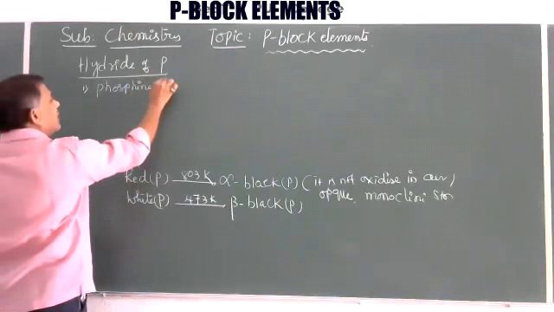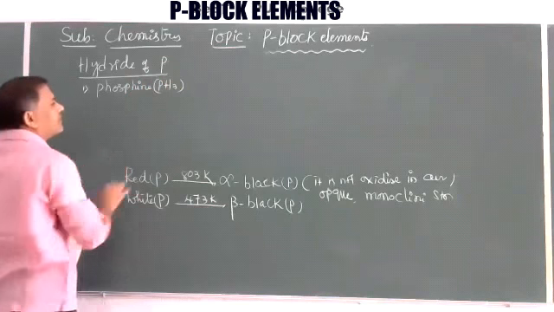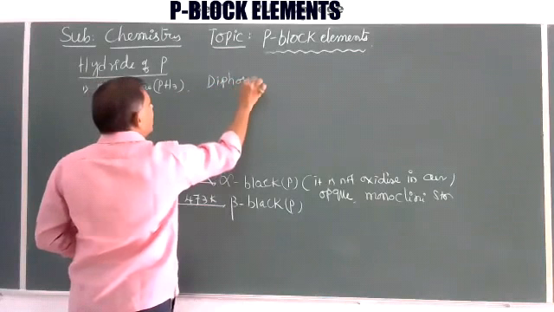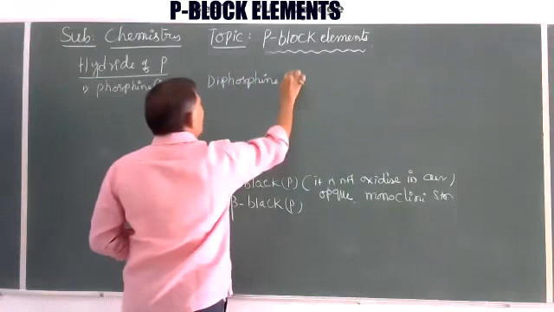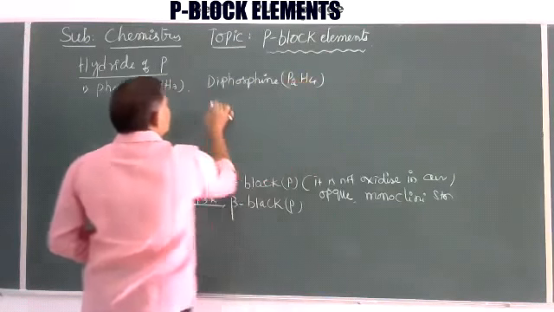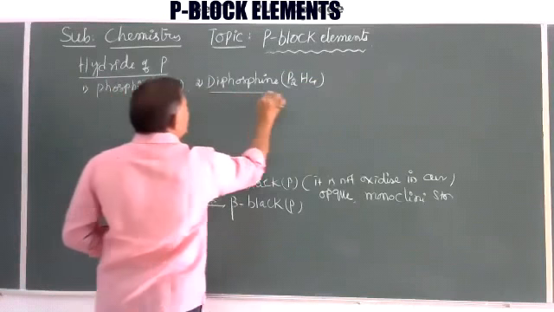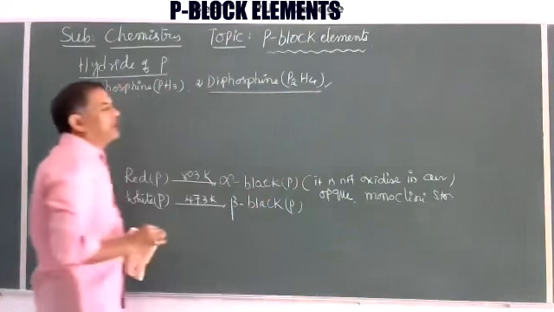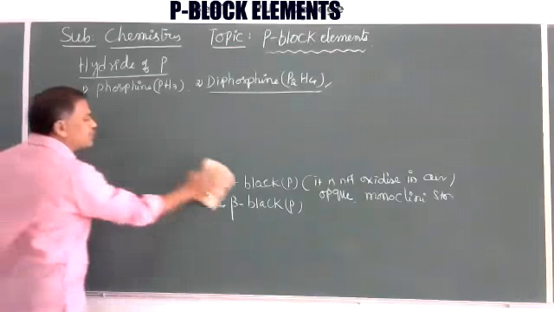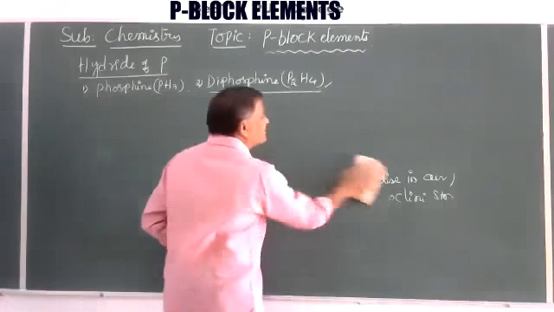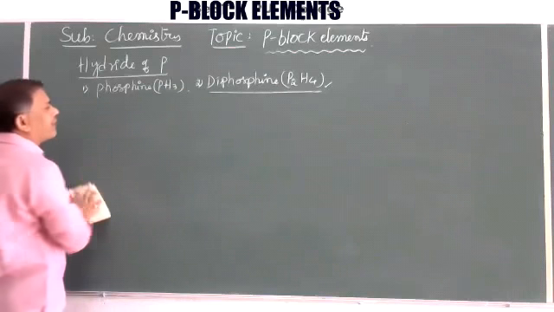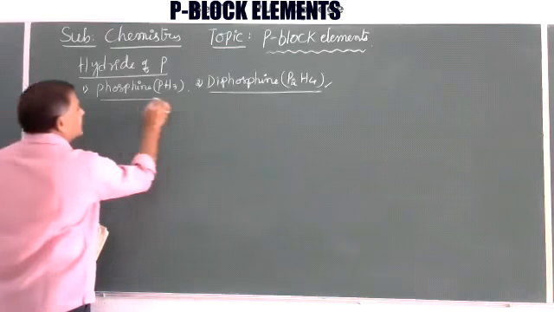One is phosphine, PH3. Another one is diphosphine, that is P2O4. Sorry, P2H4, diphosphine. The second one is the least stable hydride of phosphorus, diphosphine. So among these two, phosphine is the most important. So your hydride of phosphorus, first one is phosphine.